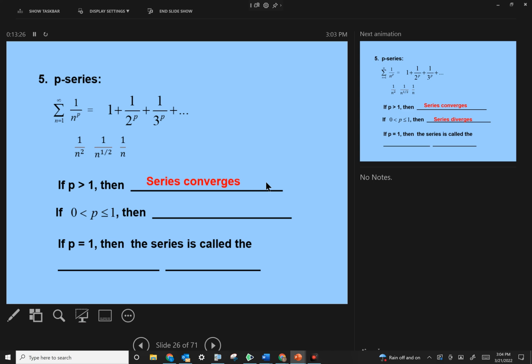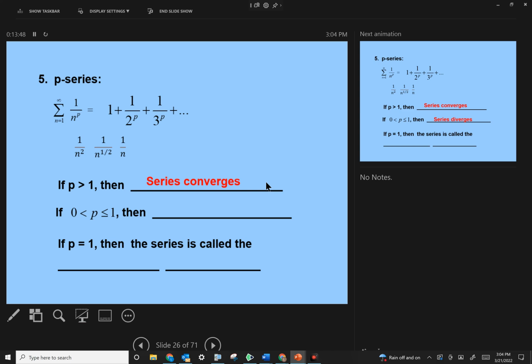Okay? But if P is between 0 and 1, I could say really less than 1. It's just that if it's a negative, like 1 over n to the negative 2, isn't that the same as just n squared? Do you see what I'm saying? So that's why we just think about P as either being more than 1 or like a fraction.